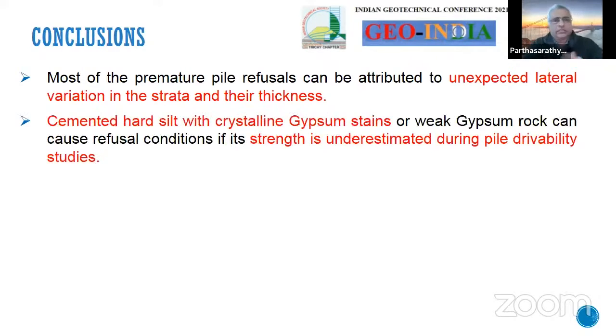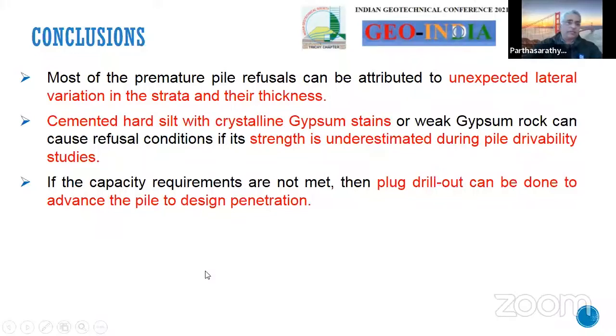Cemented hard silt with crystalline gypsum strains or weak gypsum rock can cause a refusal condition if its strength is underestimated during pile driving studies. Again, there could be a lateral variation, or there could be some kind of not evaluating the ground properties properly during the geotechnical investigations. We have to be very careful.